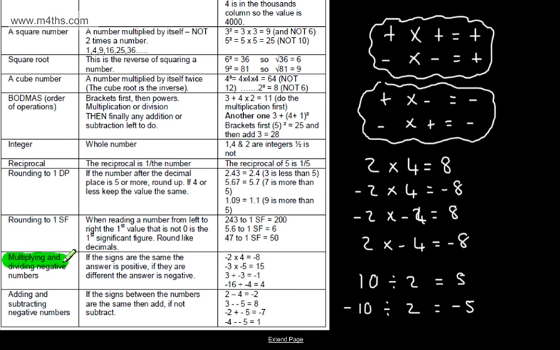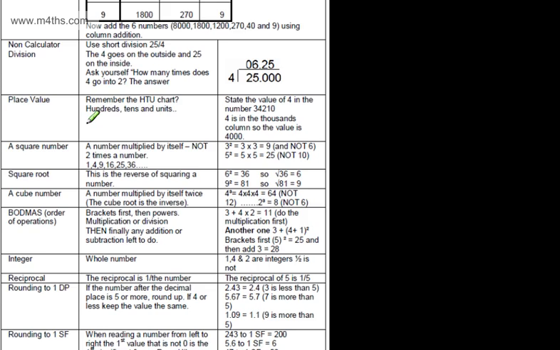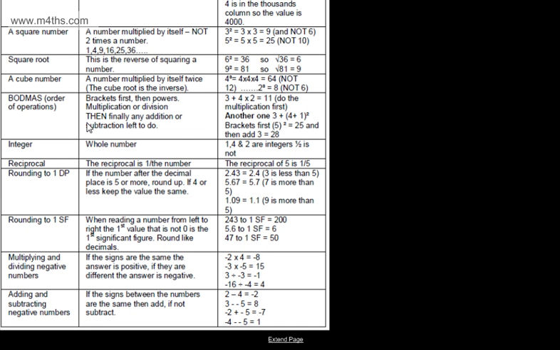So multiplying and dividing, if the signs are the same, the answer is positive. If they're different, it's negative. And just remember, if we don't have a sign, we assume it to be positive. Right, let's move on now to look at adding and subtracting negative numbers.